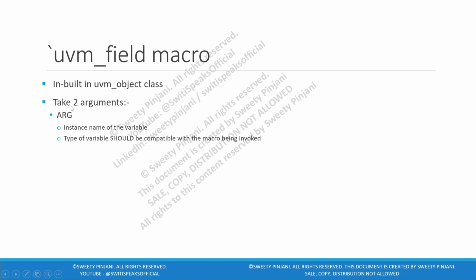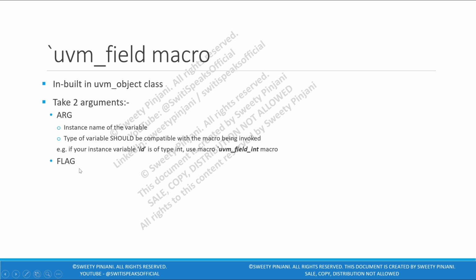And this argument should be compatible with the macro being invoked. What do I mean by that? Say for example, my variable is id, and this variable id is of type int. Then the macro which I am using should also be of type int. With this integer, I should not use the macro which is for byte. Why? Because my data type is int, so my macro should also be int. This is what I mean by the variable type should be compatible with the macro which is being invoked.